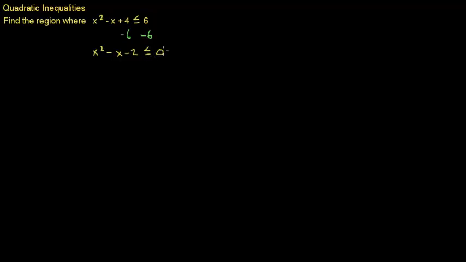Alright, now I claim that this is a reasonable thing to do because the region where our second function is less than or equal to 0 is exactly the same as the region where our first function is less than or equal to 6. And just to make that really clear, I thought I'd show you visually with an applet.